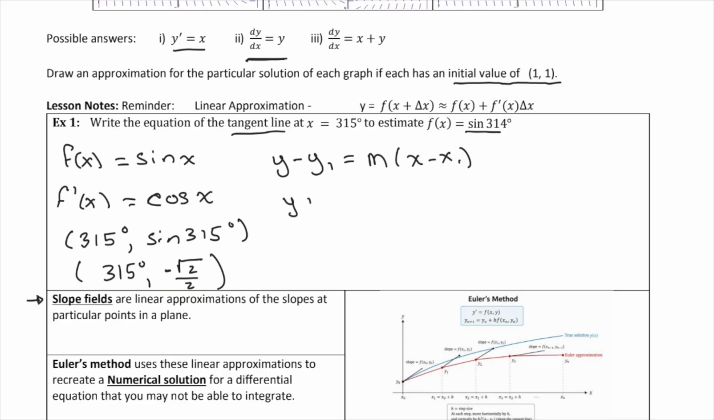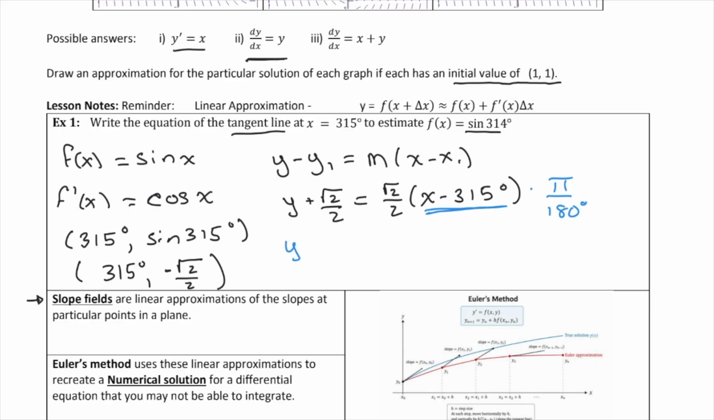So y plus the square root of 2 over 2 equals the slope. Well, the slope is going to be the cosine of 315 degrees, which is root 2 over 2, times x minus 315 degrees. Now you know that we have a small problem if we are adding and subtracting degrees when trying to figure out this value. So we need to multiply by pi over 180 degrees to eliminate the degree as part of our problem.